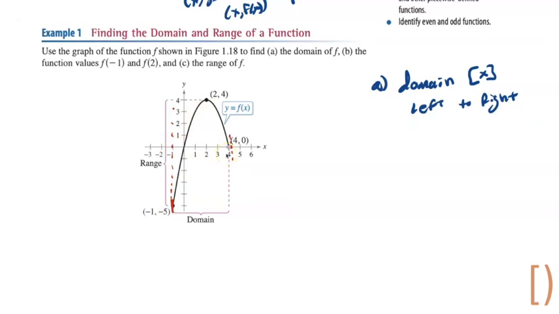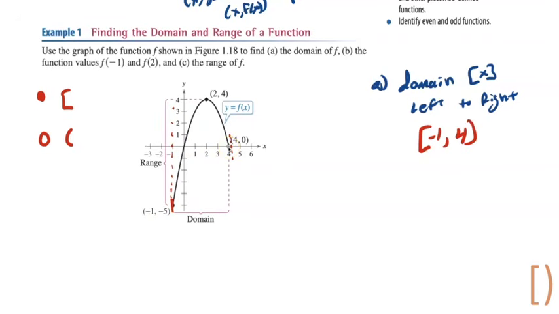Now here's the thing. On a domain, if you see a closed circle, it's going to be a bracket. And if you see an open circle, that's going to be parentheses. It's called interval notation. So over here, our -1's on a closed circle. We do a bracket, -1. And we're going to go all the way until we get to 4. 4 is on an open circle, so we'll do a little parenthesis, that. So that's our domain, from -1 to 4.